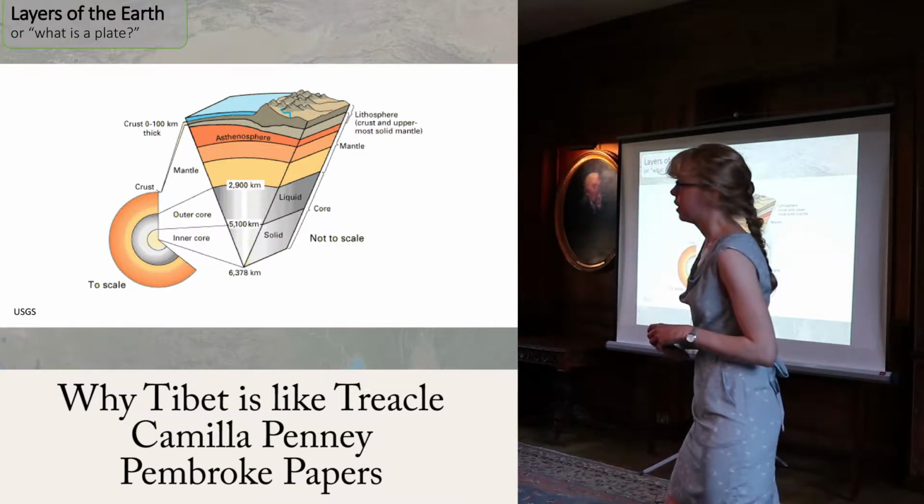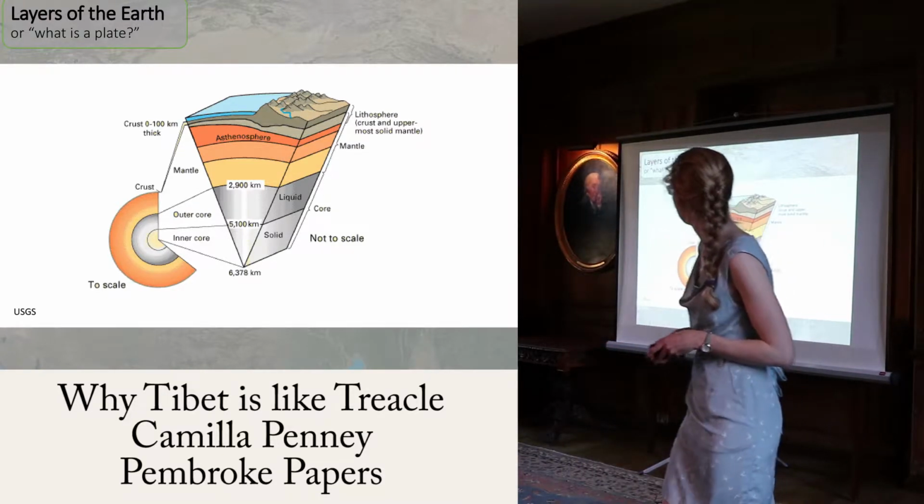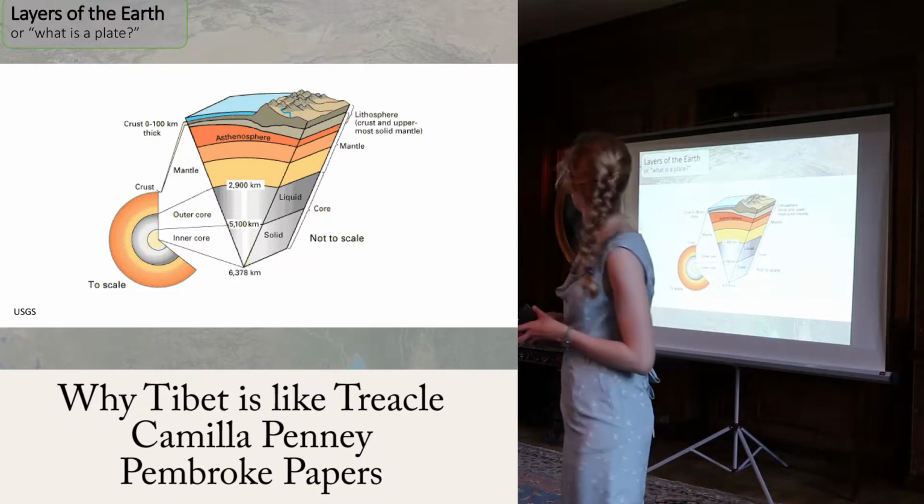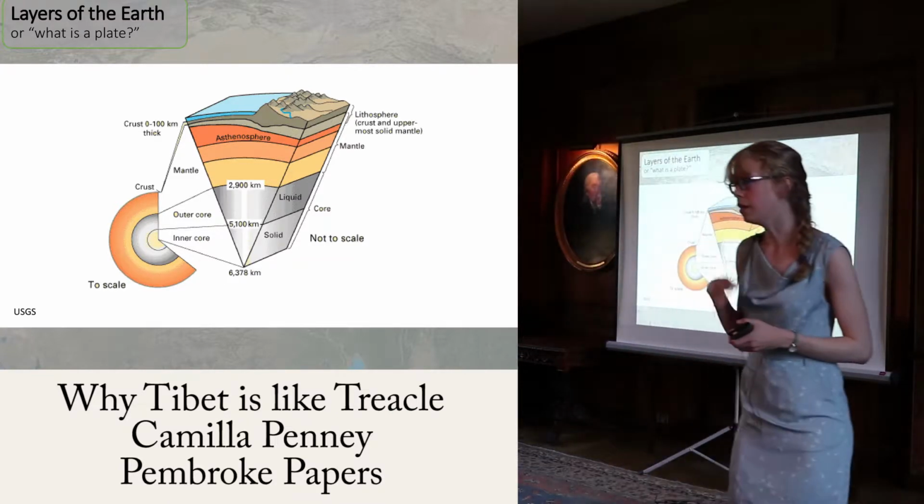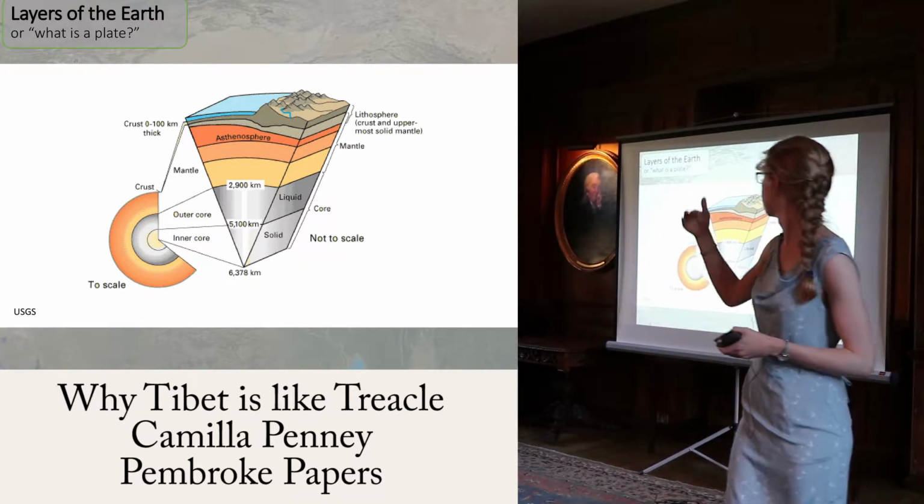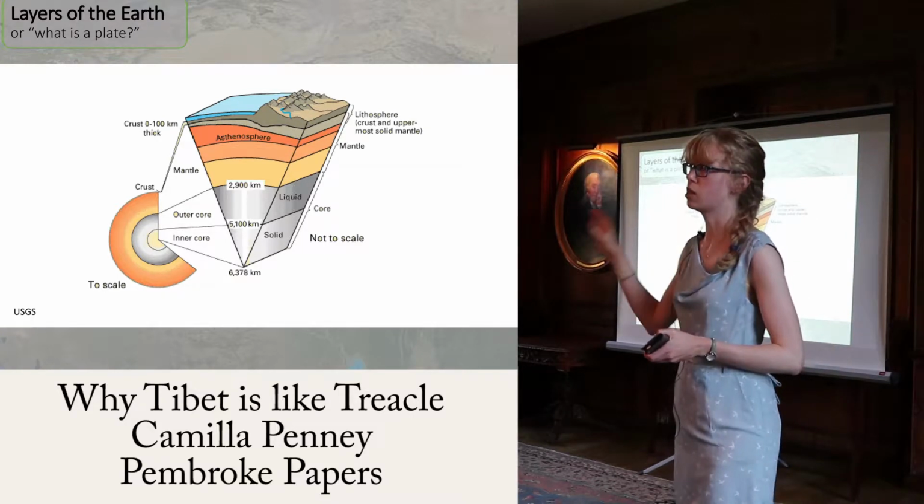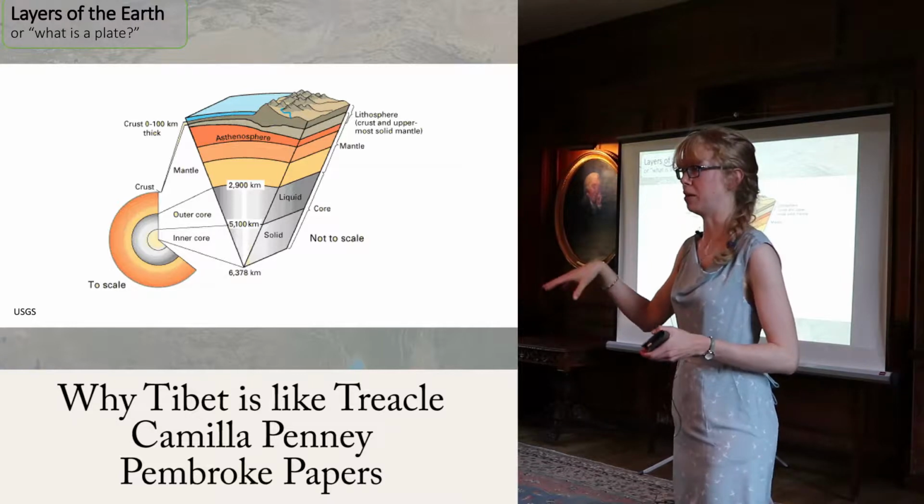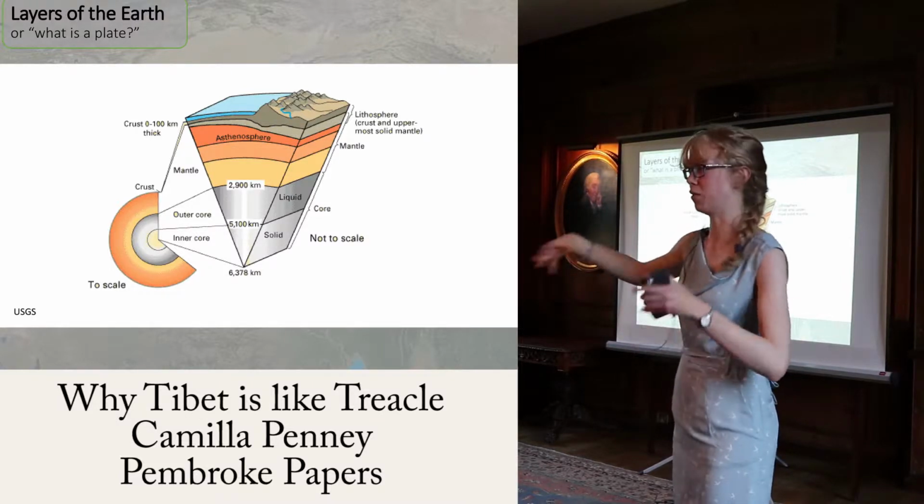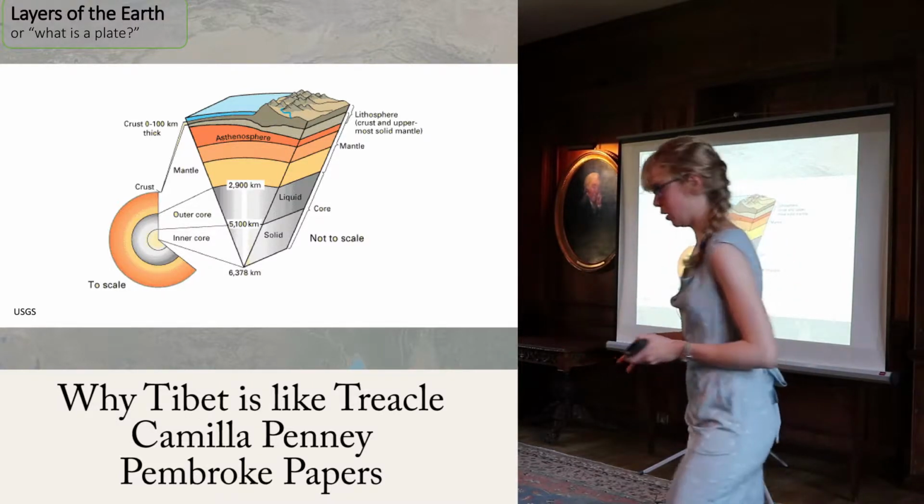So these are the layers of the Earth. We have the solid inner core, and then the liquid outer core, then the mantle, and then the crust. And those are the compositional layers. Importantly, for the purposes of this talk, the mantle is solid, although lots of people think about it as the plates kind of floating around on a sea of lava. That's not what's going on.